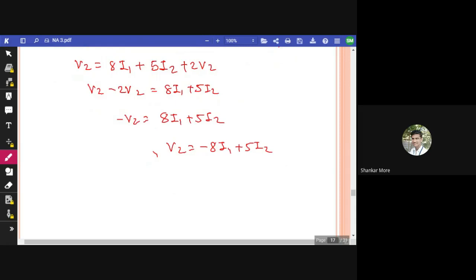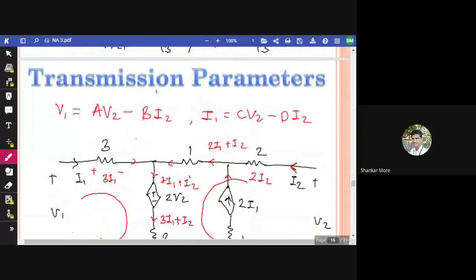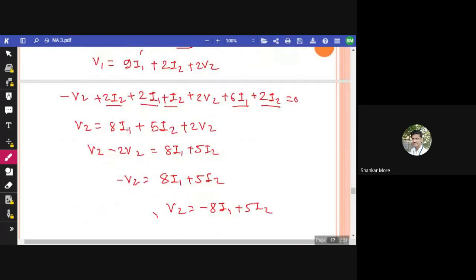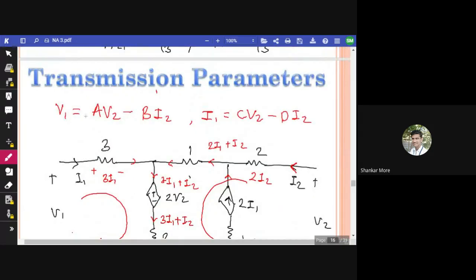So we have got the formula for V1 as well as V2, but we have to modify the formula for I1 and V1 because we are calculating transmission parameters. Okay, what formula we need? We need formula in this format. V1 is equal to AV2 minus BI2. So can we change any of this formula to get the formula like this one? No. As of now, we cannot change any formula like this.